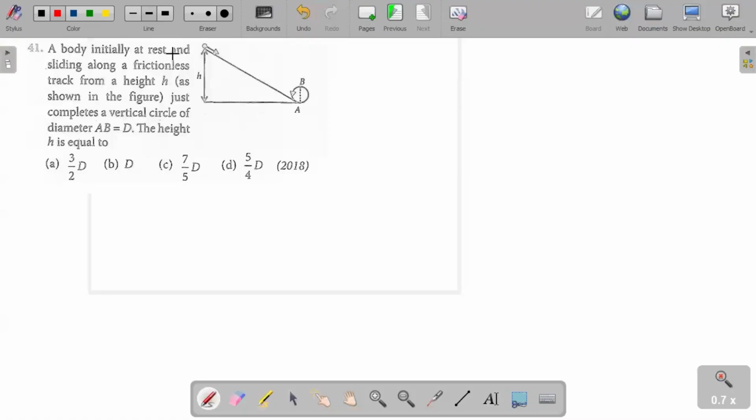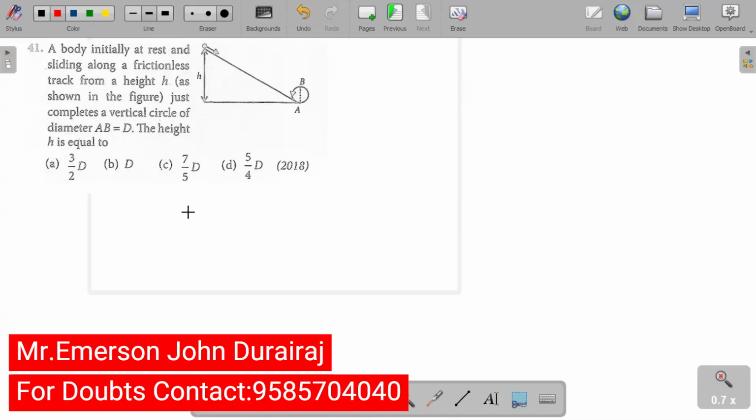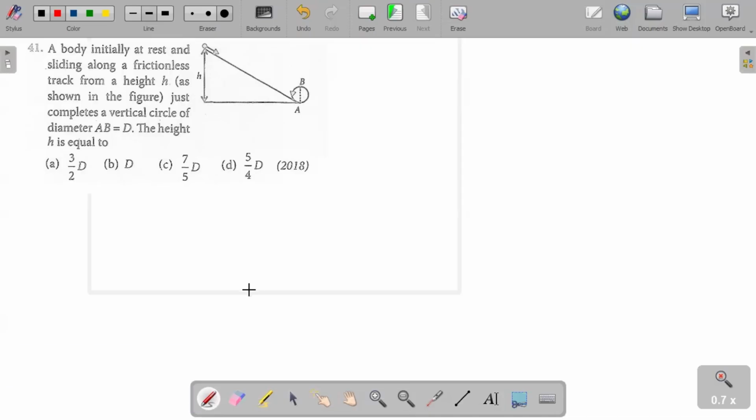A body initially at rest, sliding along the frictionless track from the height h, just completes a vertical circle of diameter d. The height is equal to what? So when it is at that point, the potential energy is mgh. Up here also the body is having that energy.